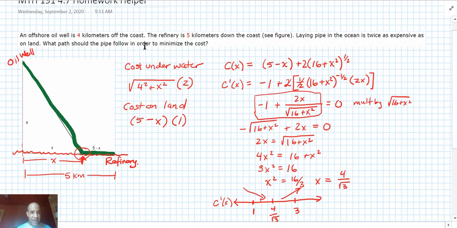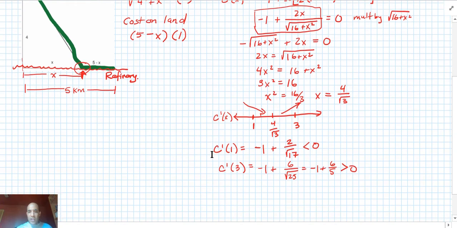We wanted to find what path the pipe should follow, right? So in other words, we were trying to find this spot. What this says is we want to go 4 divided by the square root of 3 kilometers down the shoreline, and that's where we're going to hit that shoreline. We're going to go at an angle until we hit it, straight to it, and then from the shoreline to the refinery, we're just going to go along the beach there. So that is our answer for that one.